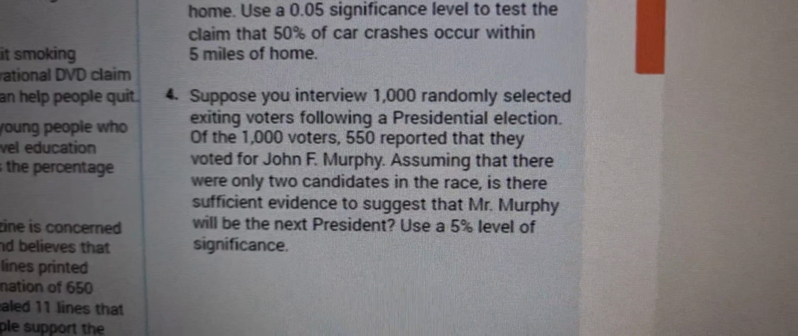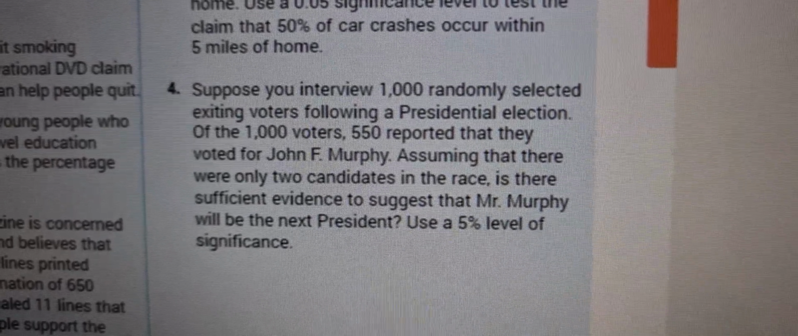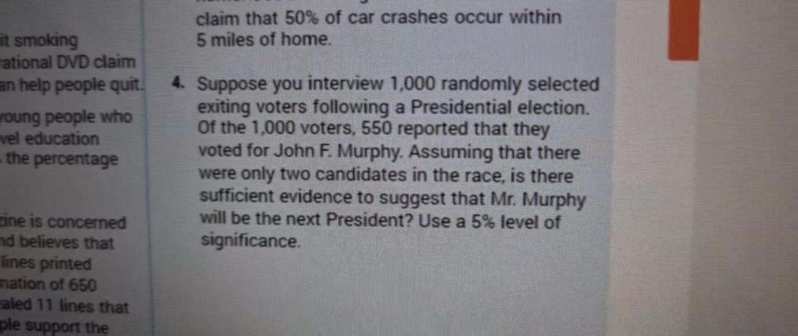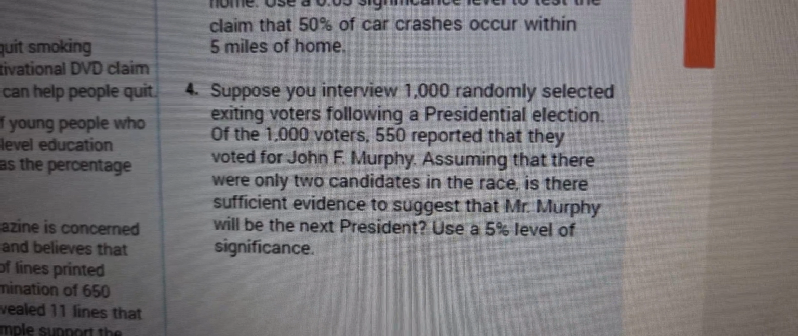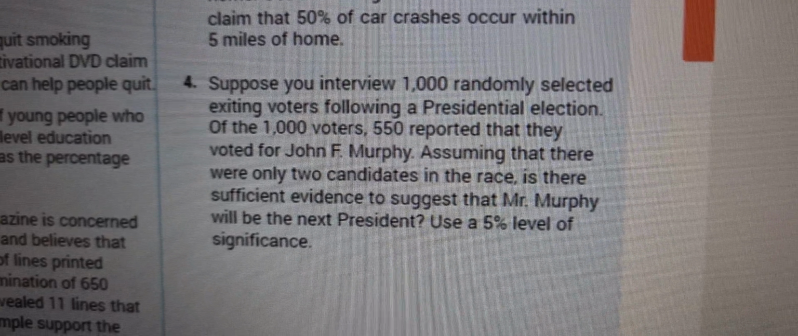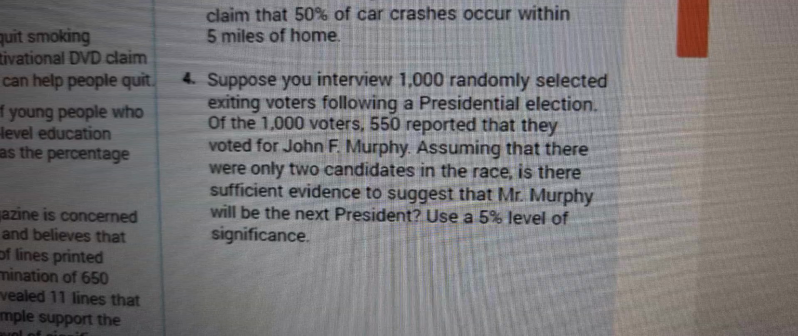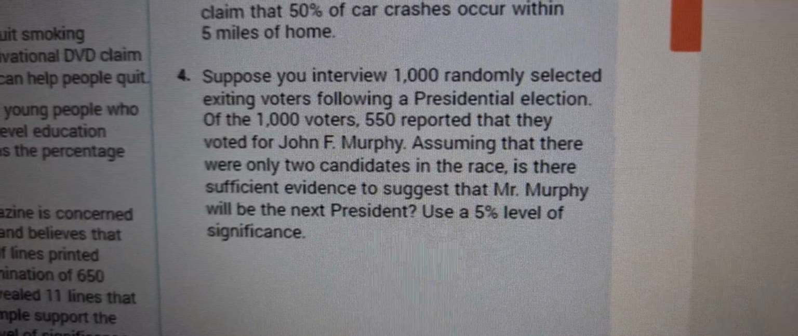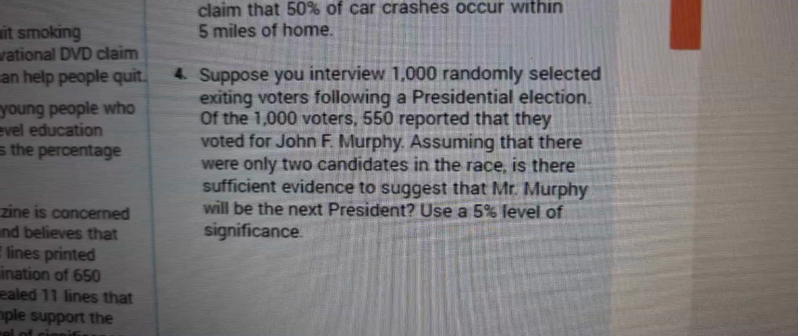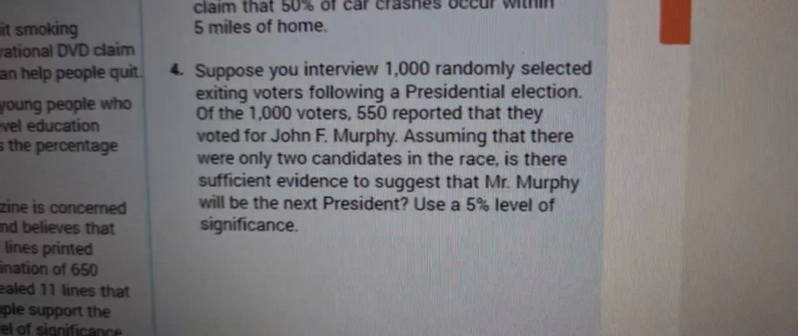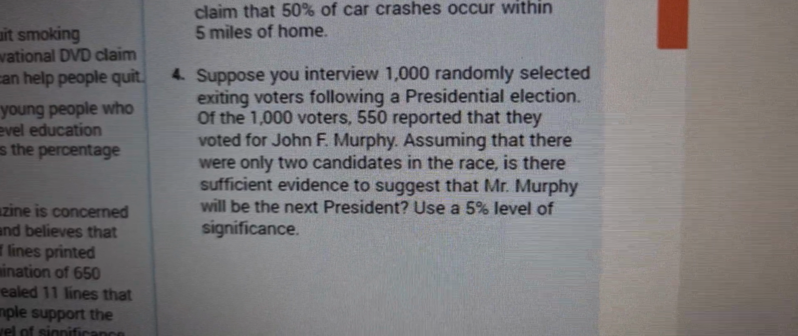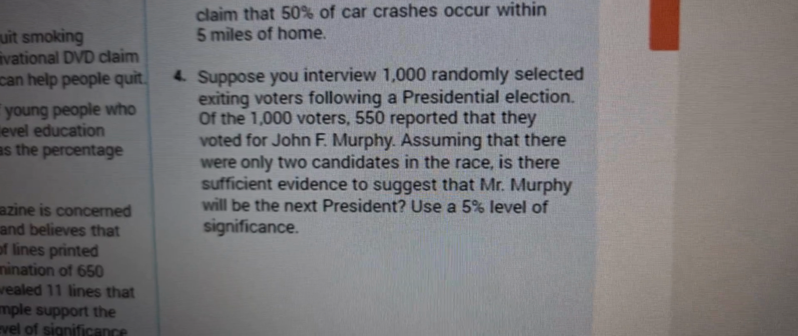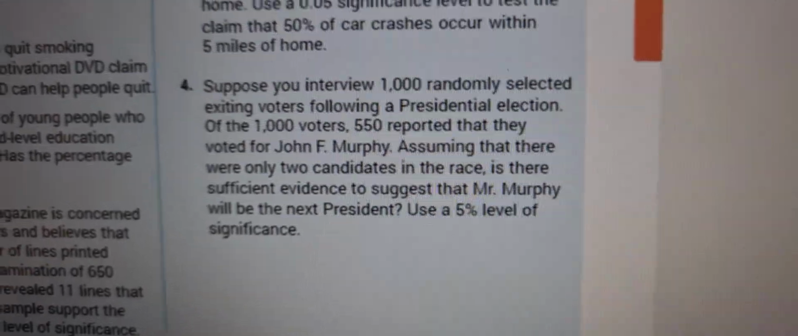Question 4. Suppose you interview 1,000 randomly selected exiting voters following a presidential election. Of the 1,000 voters, 550 reported that they voted for John F. Murphy. Assuming that there were only 2 candidates in the race, is there sufficient evidence to suggest that Mr. Murphy will be the next president? Use a 5% level of significance. So again, this is going to be a hypothesis test for a proportion. So p hat will be 550 over 1,000.